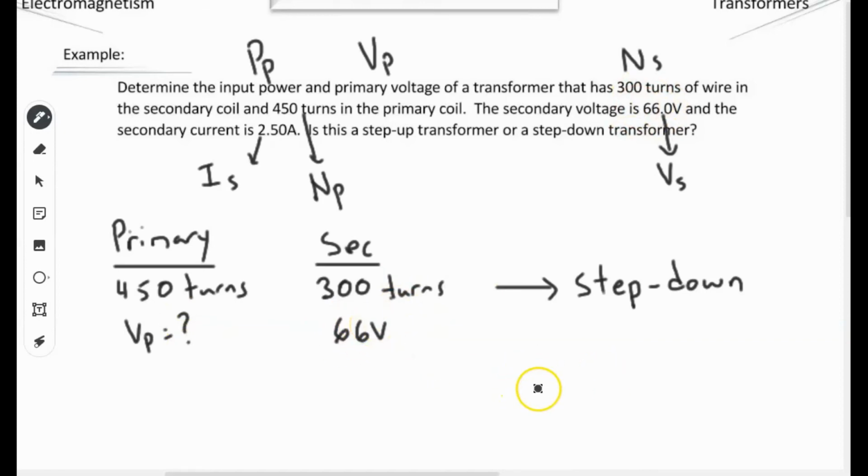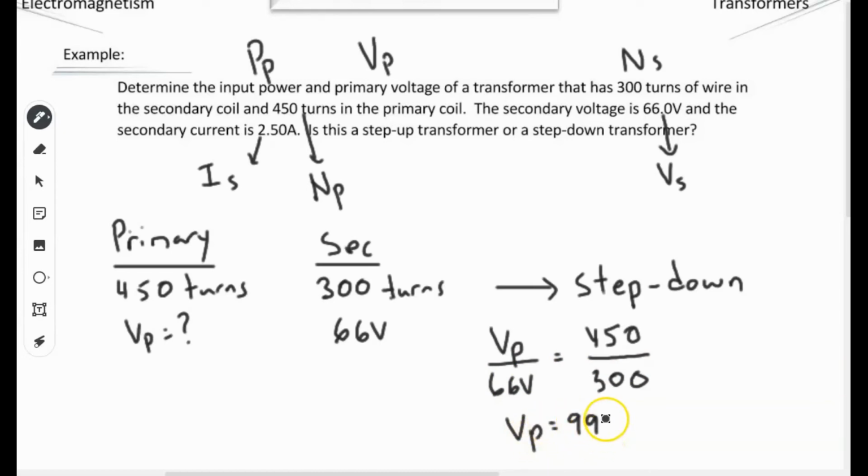So what we can do then is use that ratio equation from the first page, where it says primary voltage divided by secondary, which is 66 volts, must equal the number of turns in your primary coil, so 450, divided by the number of turns in your secondary coil, so 300. If we rearrange that, just divide both sides by 66, we'll get the primary voltage to be 99 volts. So again, demonstrating this is a step down transformer. You're going from 99 volts to 66 volts.